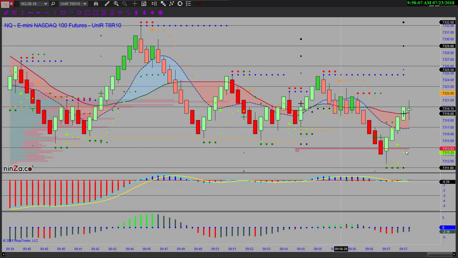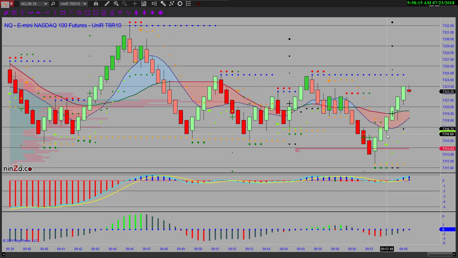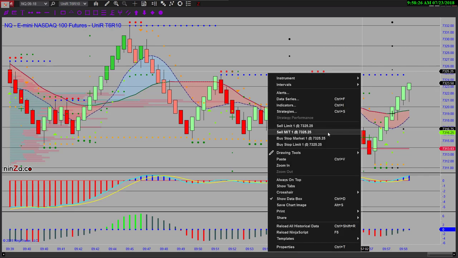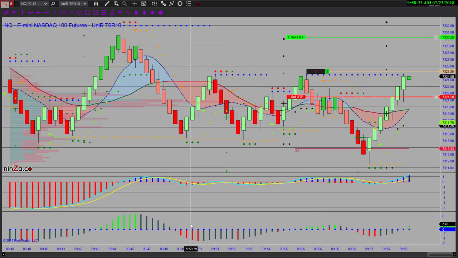We've got a chop-fest here. You can see it. Okay, we can get up. Order pending. I put a buy stop in above the swing levels here, around 73.25, and it went up there and tagged me. Let's see if it follows through.